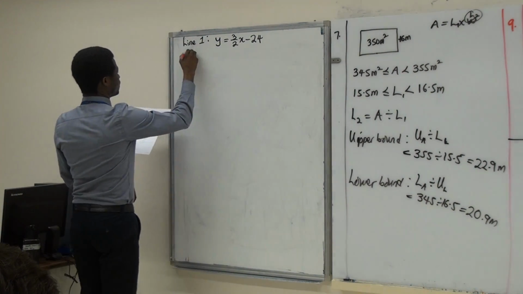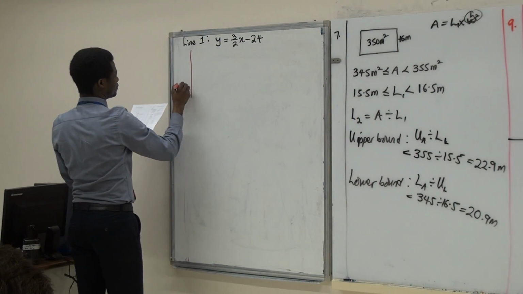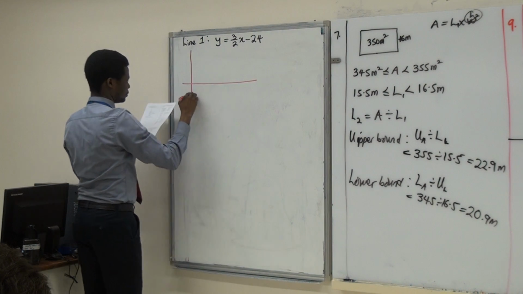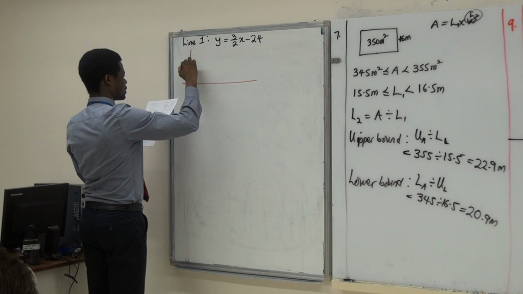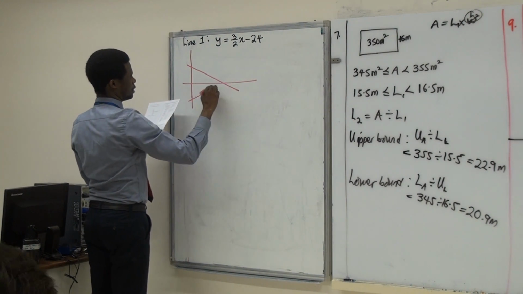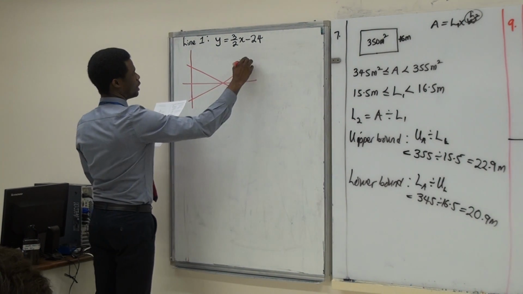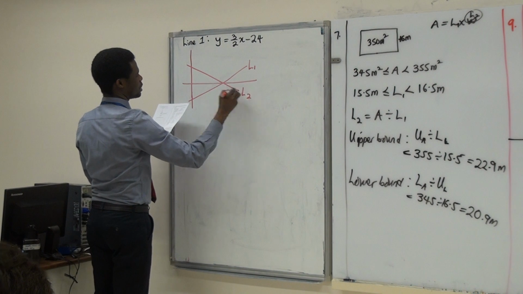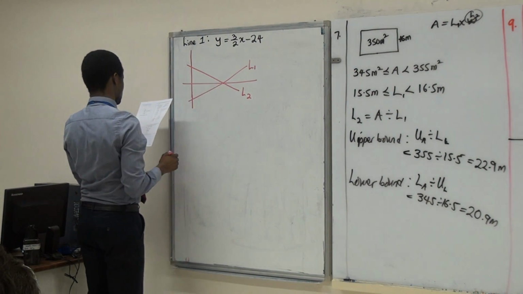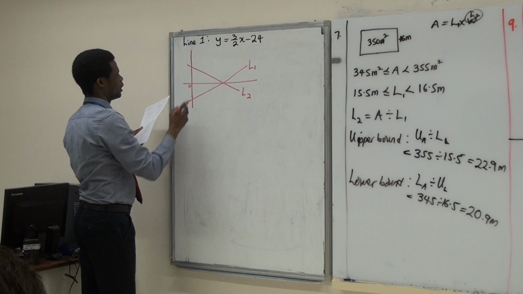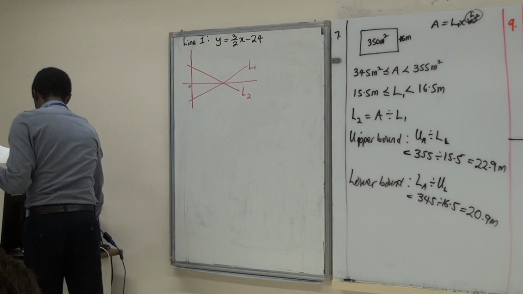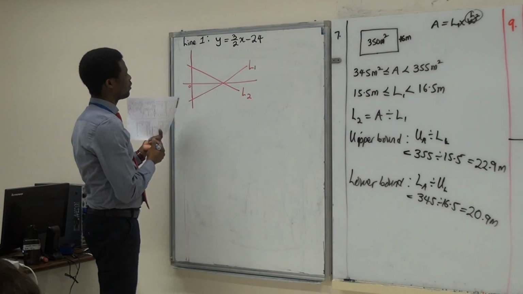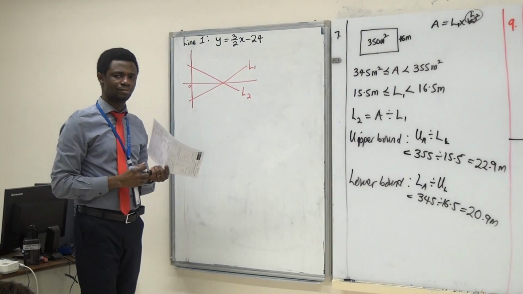I gave you this picture. You remember this? So line 1 and line 2 meet somewhere here. And that's all I gave you. But there are lines on the graph. I ask you to find the equation of line 2.